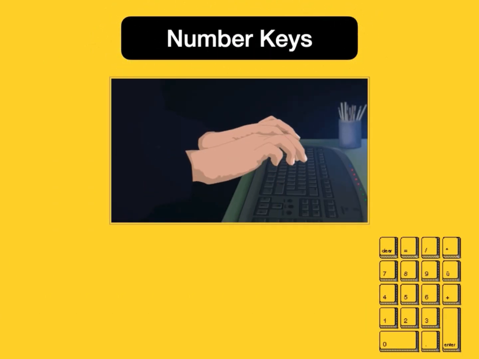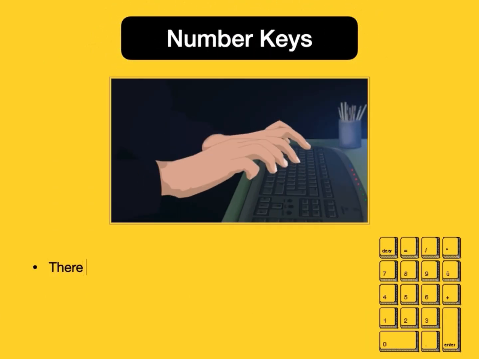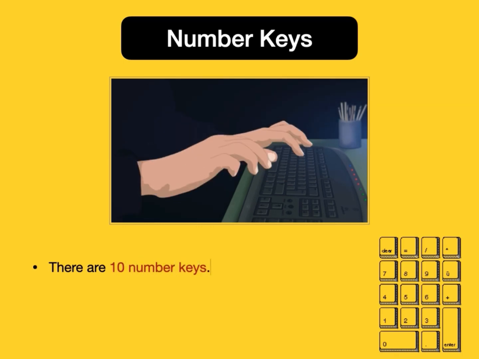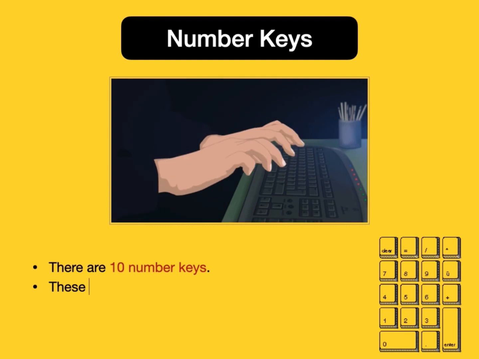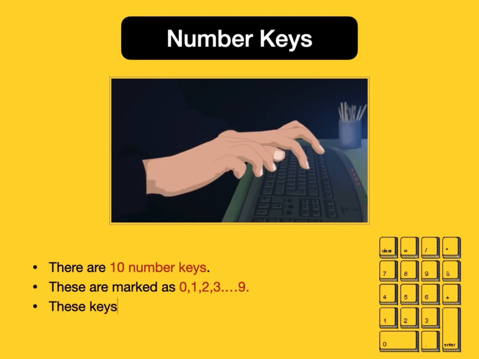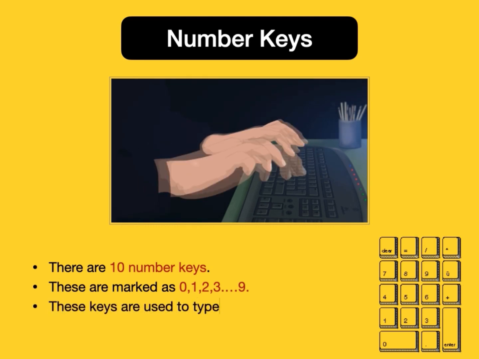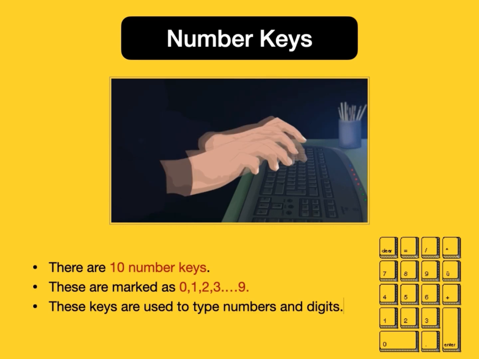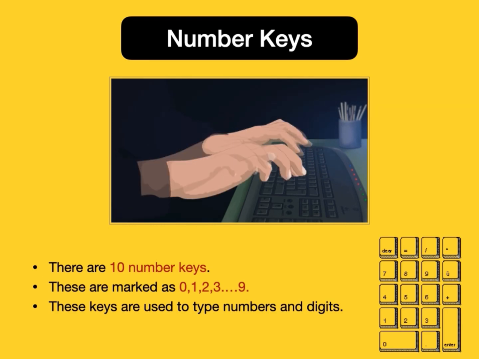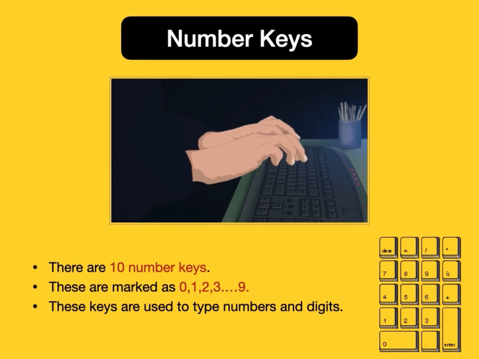Kids, now let's learn about number keys. There are 10 number keys on our keyboard, and these number keys are marked as 0, 1, 2, 3 up to 9. And these keys are used to type numbers and digits. All the keys that have numbers 0 to 9 are known as number keys.